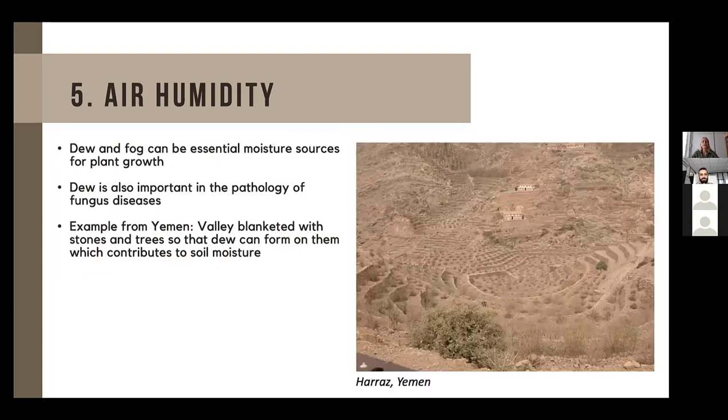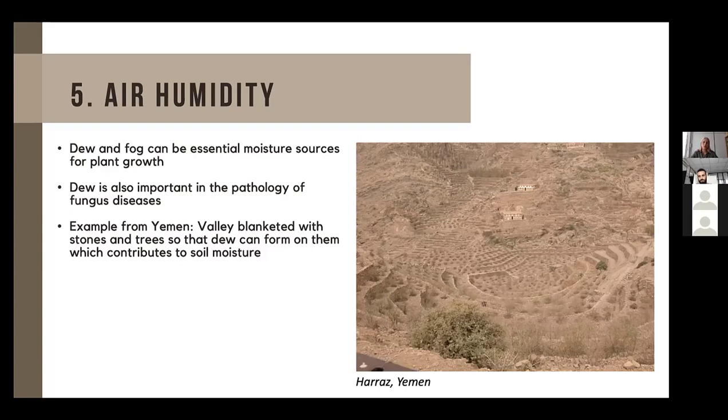Yeah, and this dew and fog formation are actually very essential for plant growth, as they can be essential moisture sources. And dew is also important in the pathology of fungus diseases. So here's one example from Yemen, where there is a valley blanketed with stones and trees so that the dew can form, which then contributes to soil moisture.